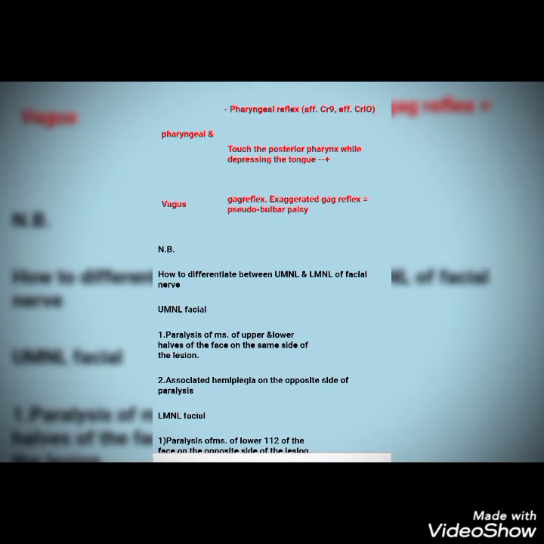Then examine his sensory part. Examine for taste sensation over the anterior 2/3 of the tongue by applying a drop of sweet. Then inspect the uvula. Normally it is central. If it is deviated, the lesion is toward the healthy side. Pharyngeal reflex, glossopharyngeal: touch the posterior pharynx while depressing the tongue.